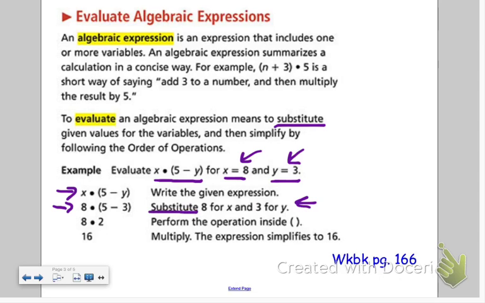Then we're going to perform the operations inside the parentheses according to the order of operations. I have to do 5 minus 3, which gives me 2. And then I can multiply after that. 8 times 2 gives me 16. So it's just like following the order of operations like you did above, but you first have to substitute values in for your variables.